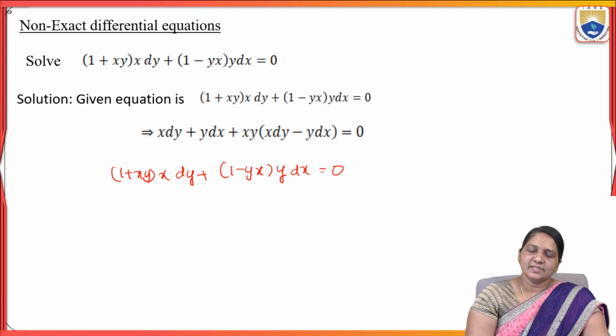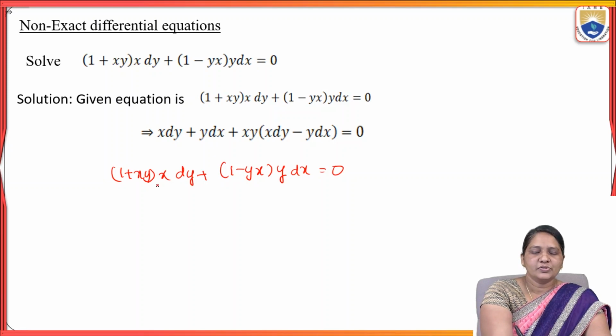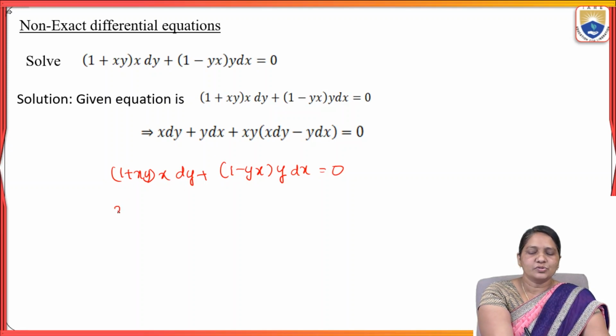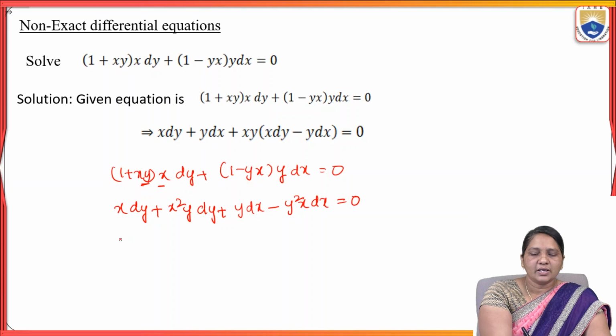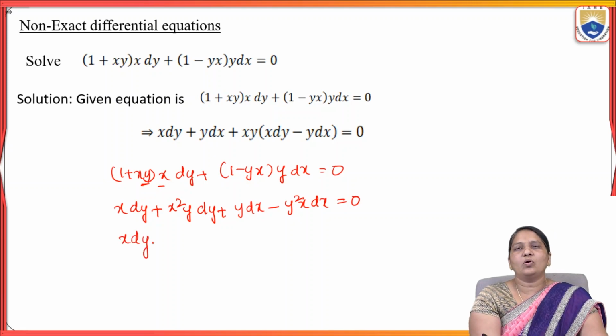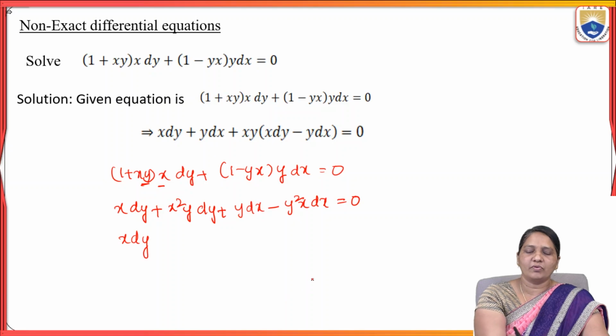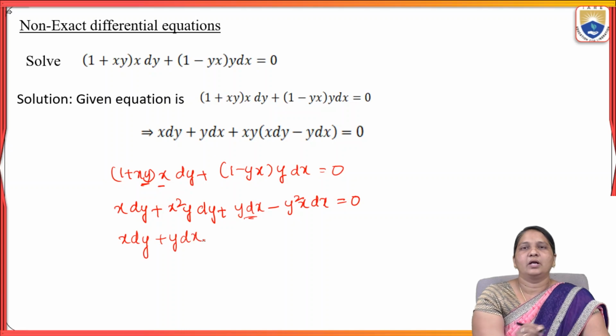I am going to simplify this equation to get to the form. First I am multiplying with x. So x dy plus xy into x, that is x square y dy, plus in the second term also y into dx, y dx minus y into y is y square x dx equal to 0. Here we already have the formulas for the forms x dy and y dx, that's why I am writing them at one place.